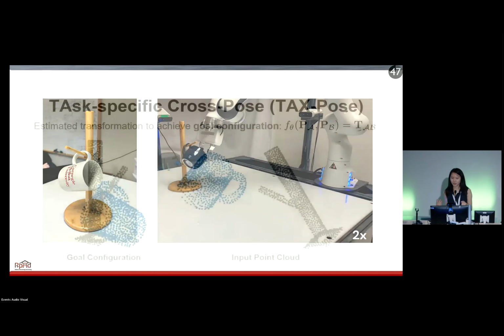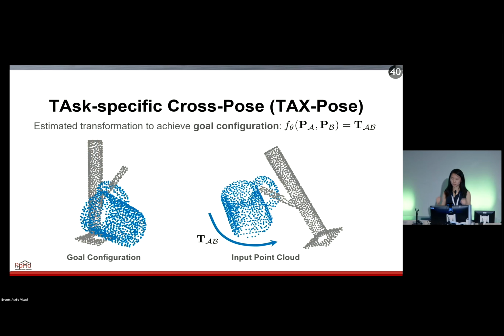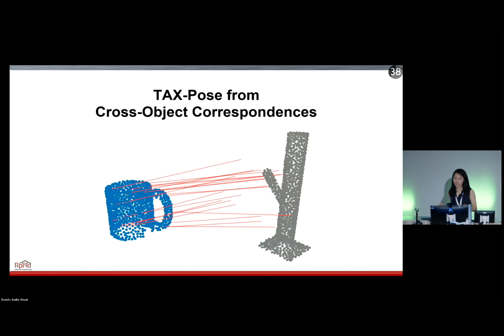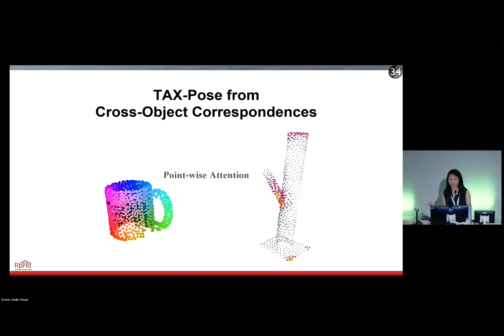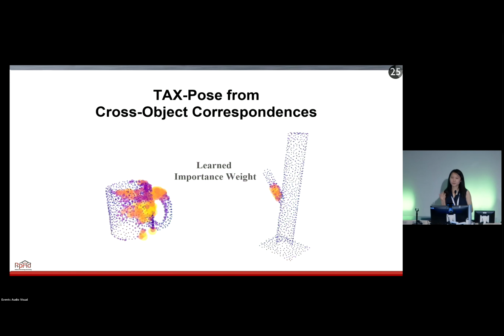To solve this, we compute a task-specific cross-pose as the transformation required to reach the goal configuration between two objects. This is computed as a function of cross-object correspondences using learned features and point-wise attention weights. We compute soft correspondence to determine which points should be close, and a correspondence residual for an offset, and learn importance weights to define each point's importance for the task.